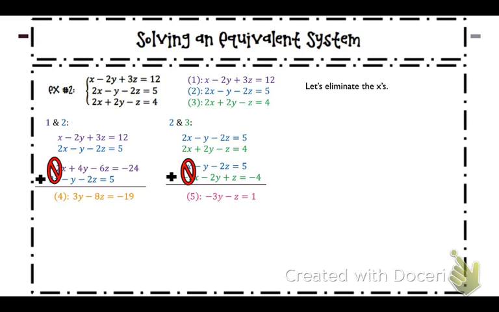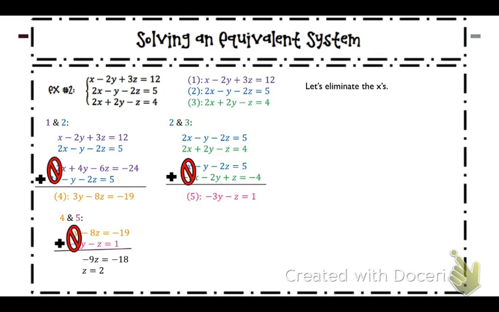So now I have two equations with just y and z. I'm going to add those two together. When I add these, we don't have to multiply either one of them because the 3y's will already go away. So 3y minus 3y cancels. Negative 8z minus z is negative 9z. Negative 19 plus 1 is negative 18. Divide by negative 9, you get z equals 2.